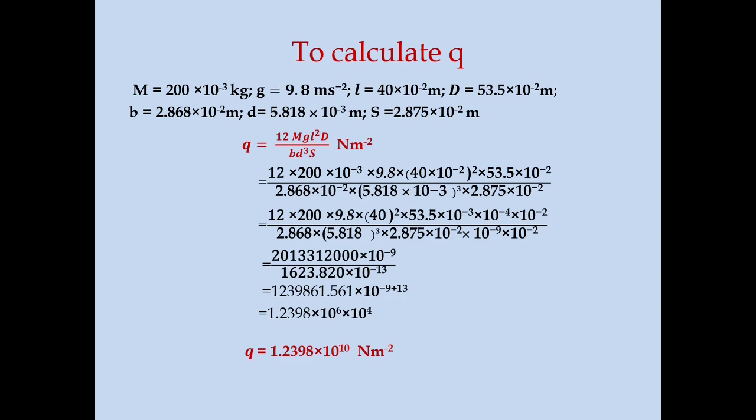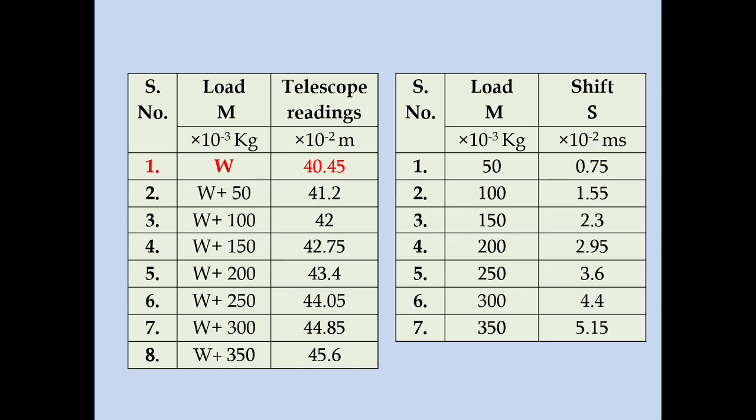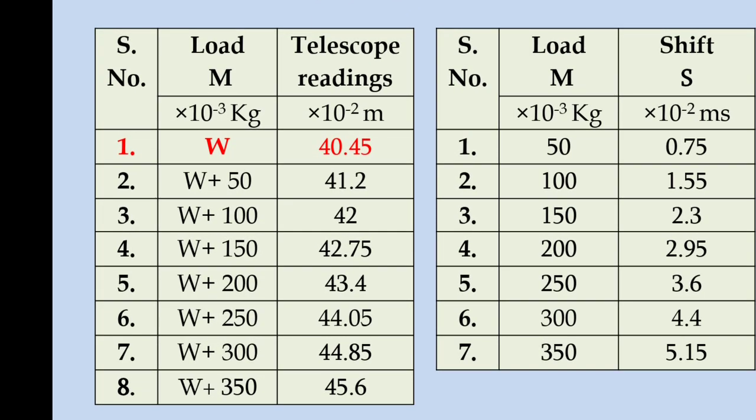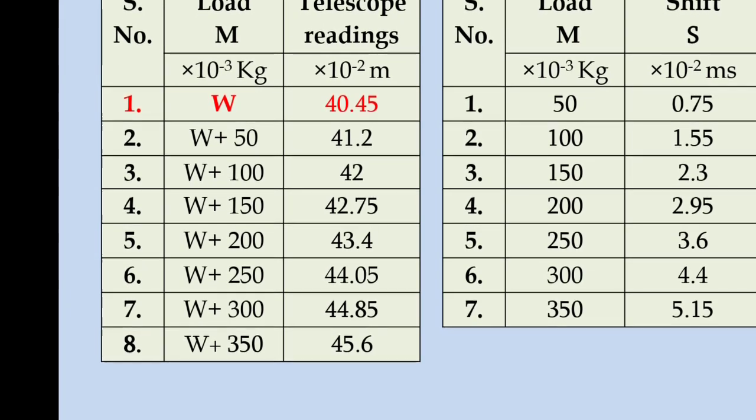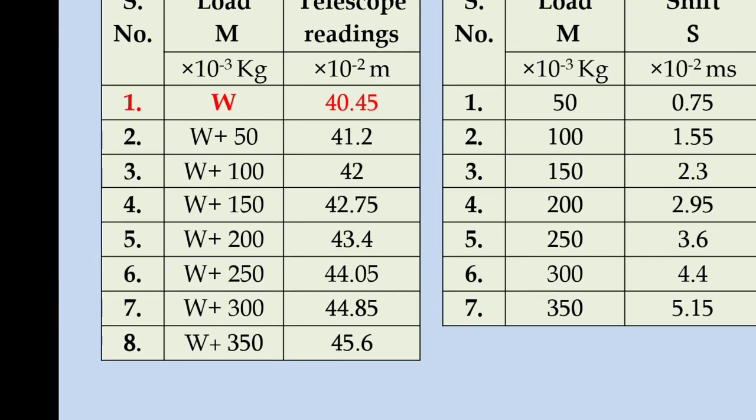Okay, so we have calculated the Young's modulus by the calculation method, and let us verify this by drawing the load shift graph. For drawing the load shift graph, we need the shift readings. From the first table I have taken the load readings and the mean values of the scale readings. For W it is 40.5, for W plus 50 the mean is 41.2, and for W plus 350 the corresponding mean value is 45.6. I have highlighted the dead load W in red color.